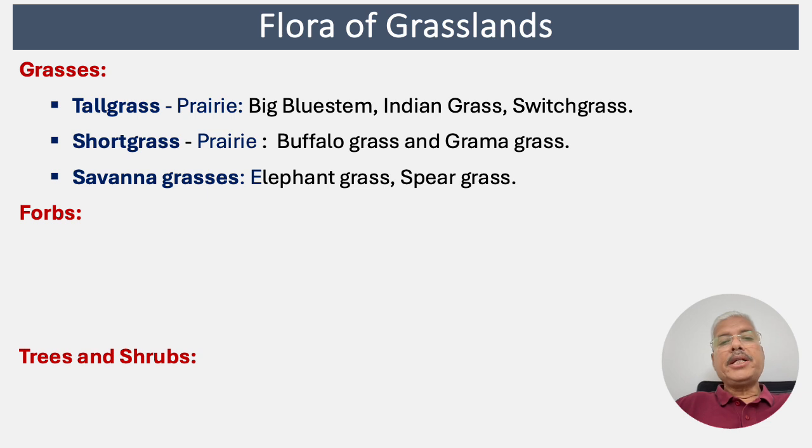Grasslands are dominated by grasses, but they also support a variety of other plants. The specific flora can vary depending on the type of grassland and its location. Here are some common plants found in the grasslands. It includes grasses, forbs, trees, and shrubs.